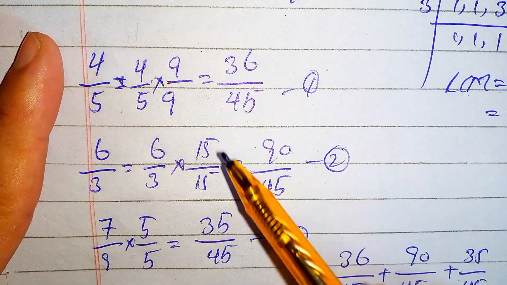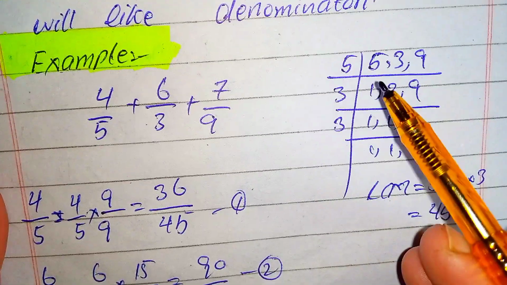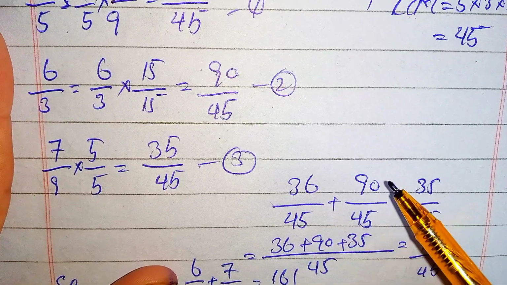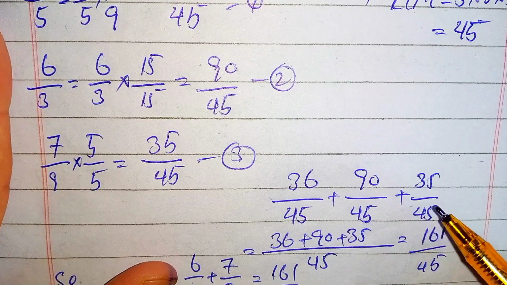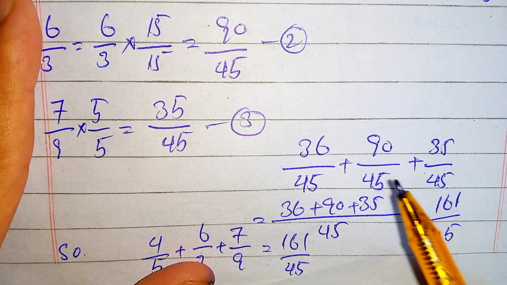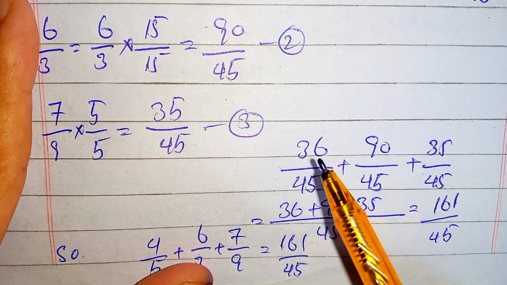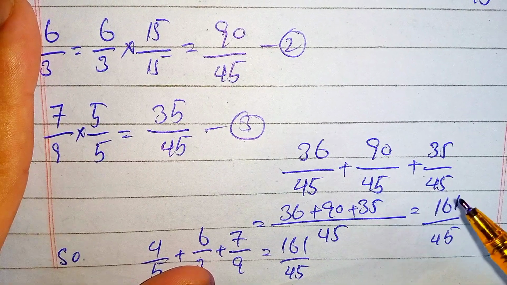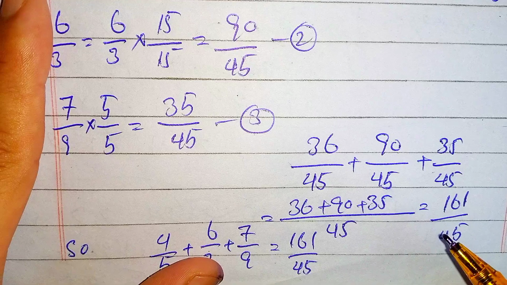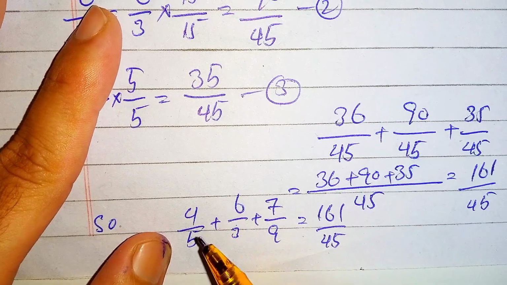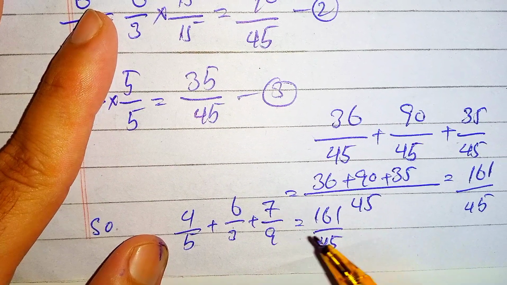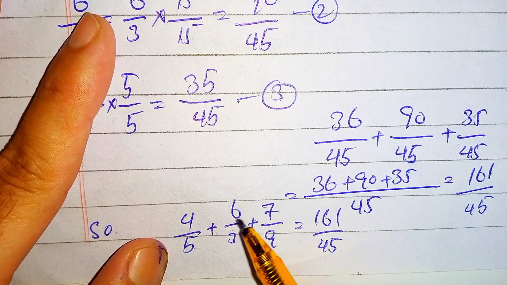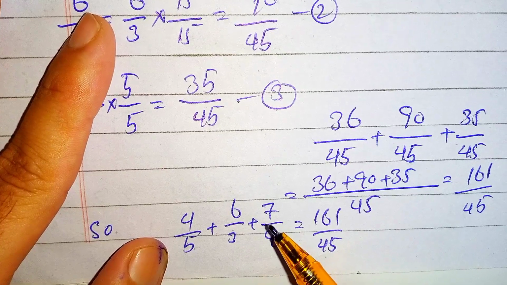Right, so the denominator of each fraction is equal to the LCM of the three. We'll add up these fractions with the same denominator. So 36 over 45 plus 90 over 45 plus 35 over 45. Now we will keep the denominator the same because these fractions have the same denominator, and add up the numerators. So that is equal to 36 plus 90 plus 35 over 45, which is equal to 161 over 45. So by adding these fractions, 4 over 5 plus 6 over 3 plus 7 over 9 is equal to 161 over 45. This is the addition of fractions with different denominators having 3 or more terms.